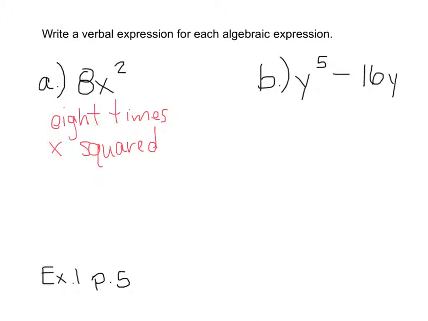There's lots of different ways to say hello. I can say, hey, what's up? Or, yo, what's happening? Just because somebody says it one way doesn't mean there isn't another way to say it correctly. Okay, in part B, we have another algebraic expression given to us.